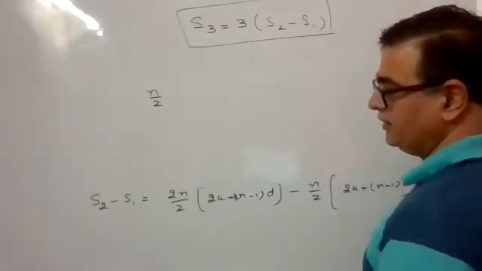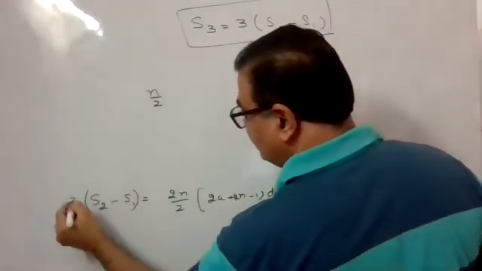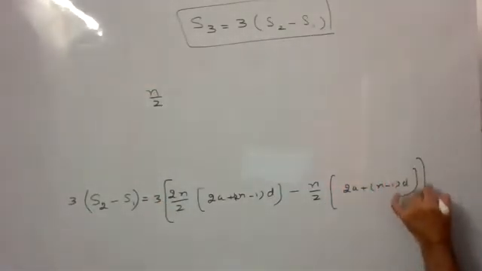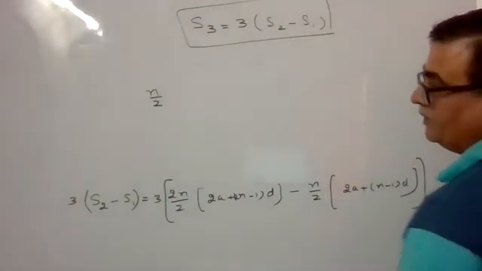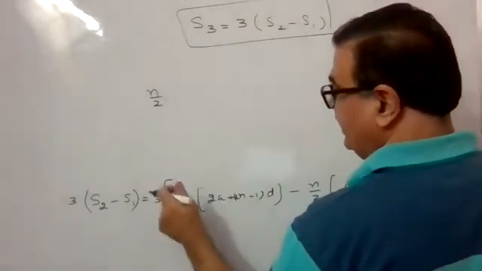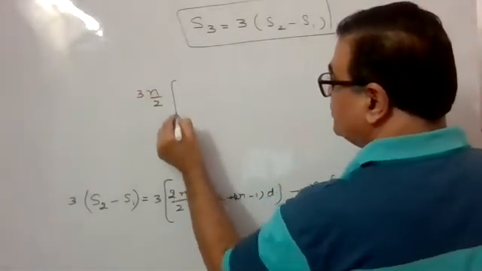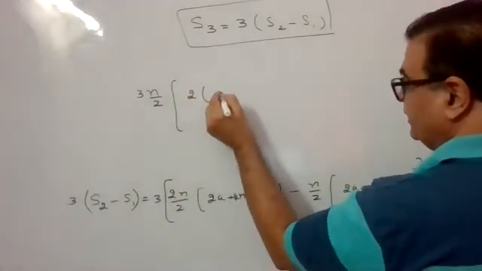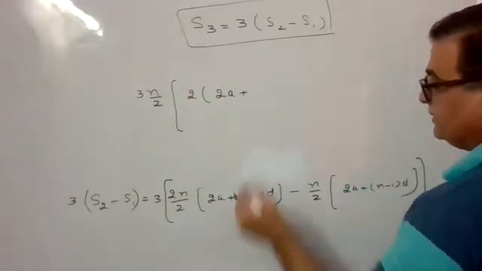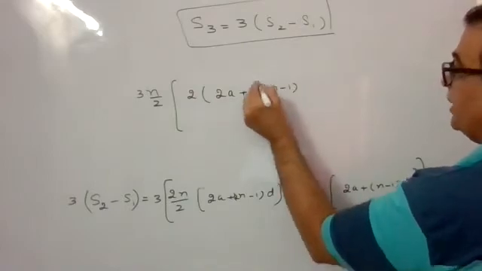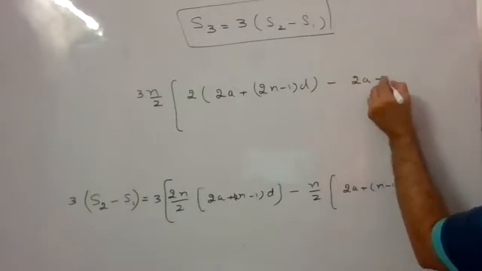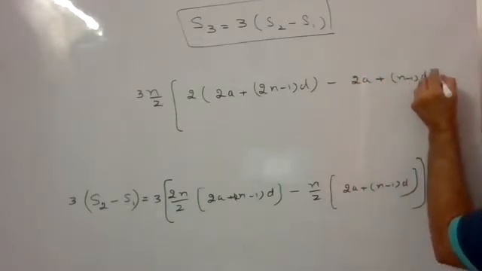And one more thing is needed here. I want this to be 3 times. So here also we put 3 outside. Then 3 will be already there and n by 2 we are taking common. So outside is 3n by 2. What is left? 2 here. It will be 2a plus 2n minus 1 into d, then minus 2a plus n minus 1 into d.